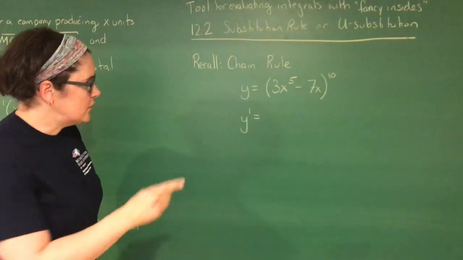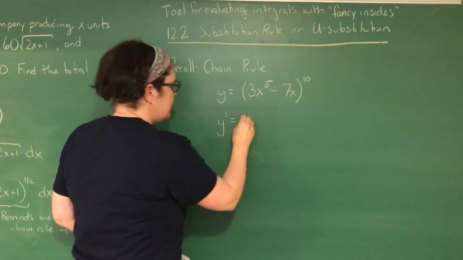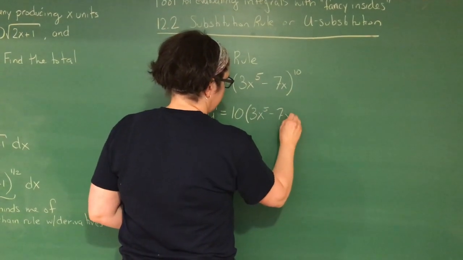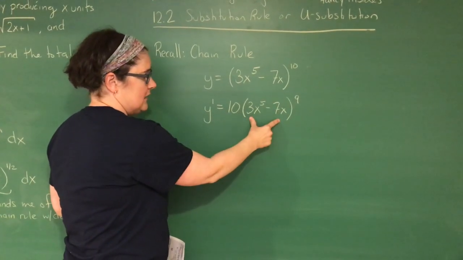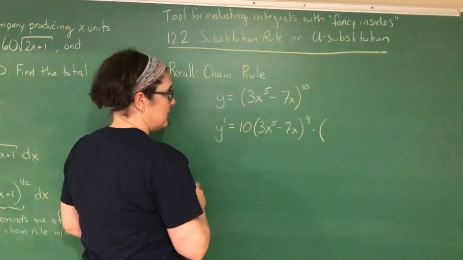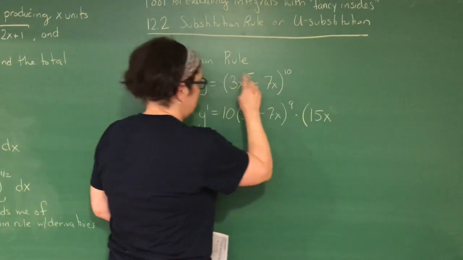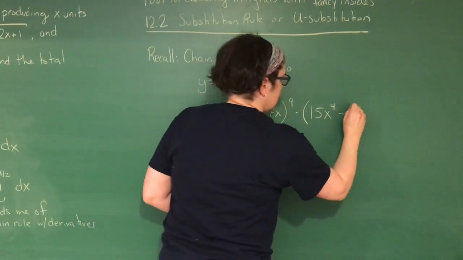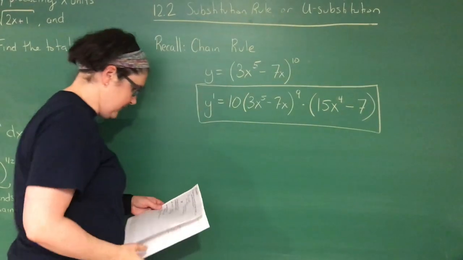Okay, so derivative of the outside, my outside function is u to the 10th. So the derivative of the outside is bring that 10 down, keep the inside the same, now raised to the 9th, so that's our derivative of the outside, keeping the inside the same, times the derivative of the inside, and the derivative of the inside is 15x to the 4th, so I bring the 5 down, 3 times 5 is 15, x to the 4th minus 7. Okay, so there is our derivative.